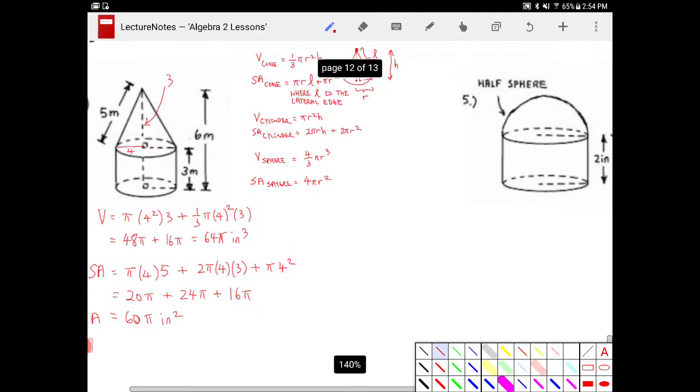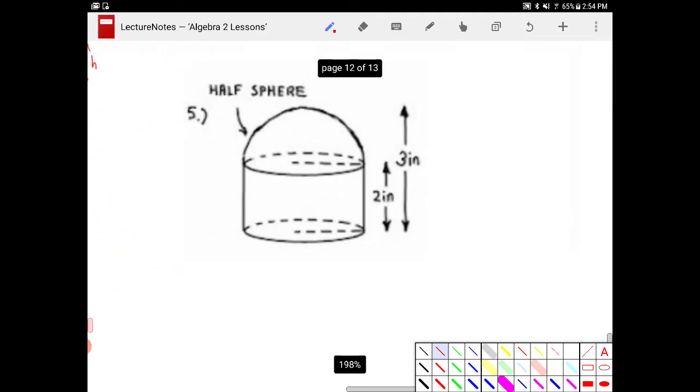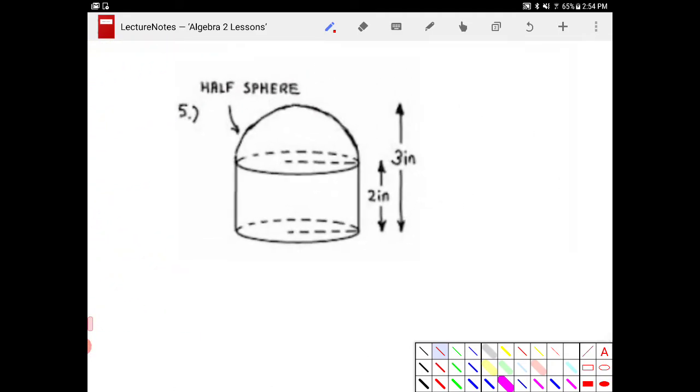Okay, moving on. All right, so the radius of the sphere above has to have a length of 1. And if that's a length of 1, that means the diameter of the cylinder must be 2.